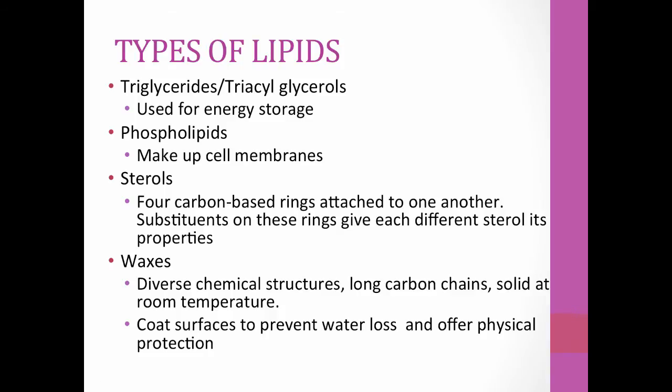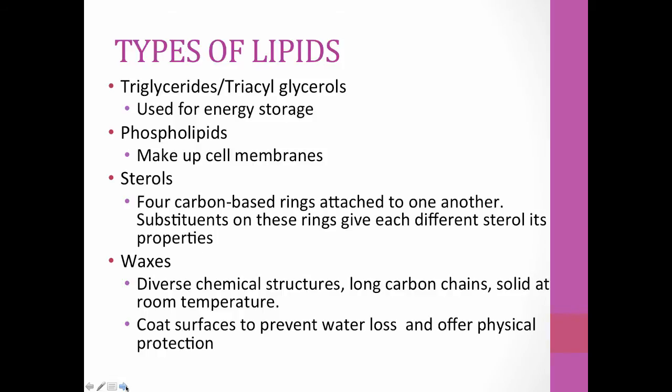Sterols are 4 carbon-based rings attached to one another. And we looked at cholesterol when we were looking at functional groups. Different substituents on the 4 carbon sterol rings give each different sterol its properties. So estrogen, progesterone, testosterone, cholesterol, they're all examples of sterols.